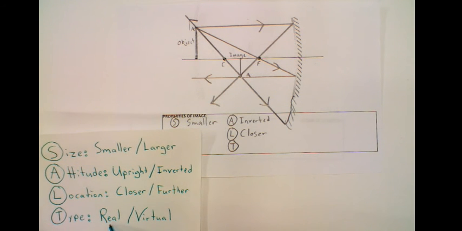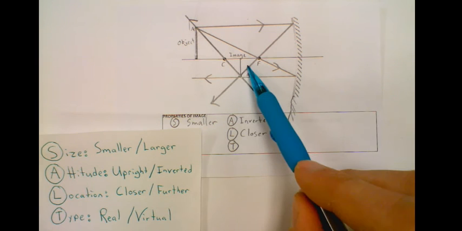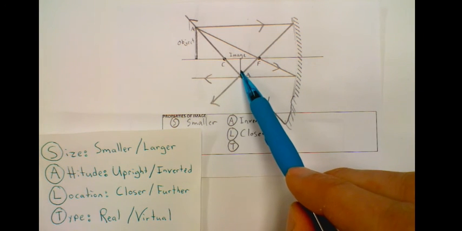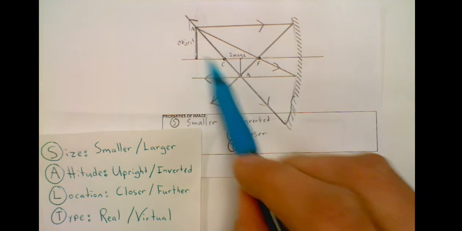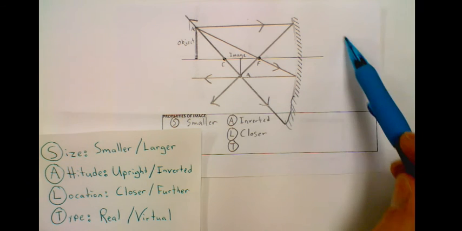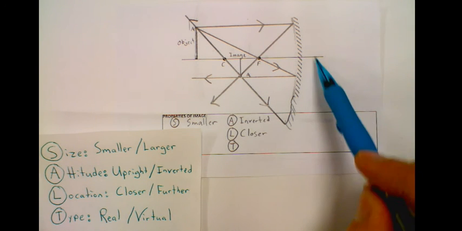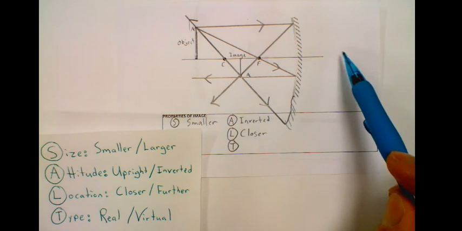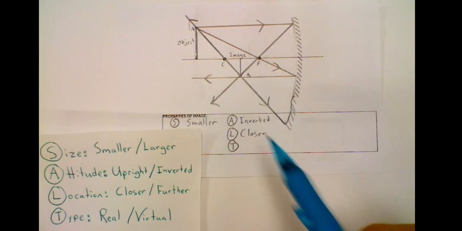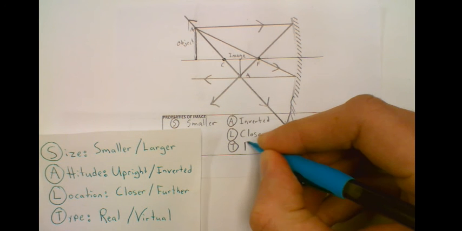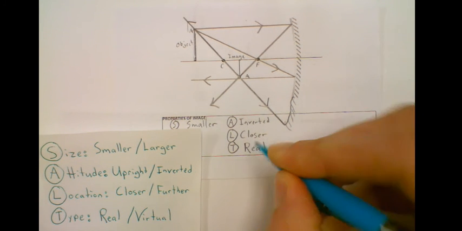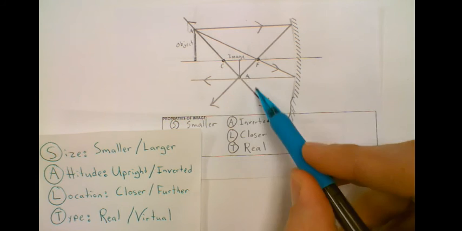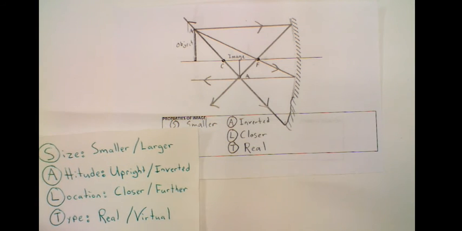A real image is an image that is in front of the mirror, so the image appears on the same side of the mirror as the object, where a virtual image shows up in ray diagrams on this side of the mirror. So in this case, because it's on this side of the mirror, it is a real image, and that means that the rays of light actually all come together. Okay, so there's our first example.